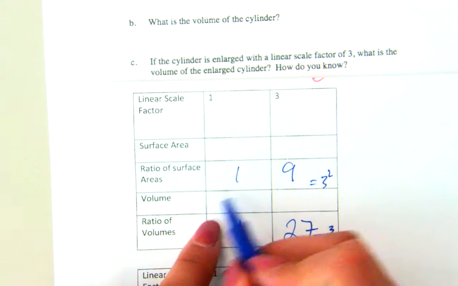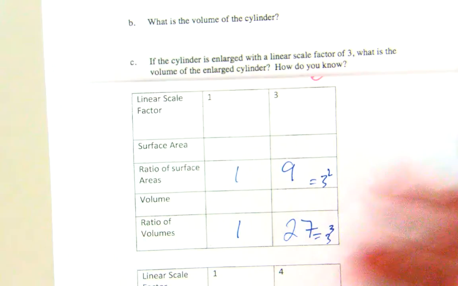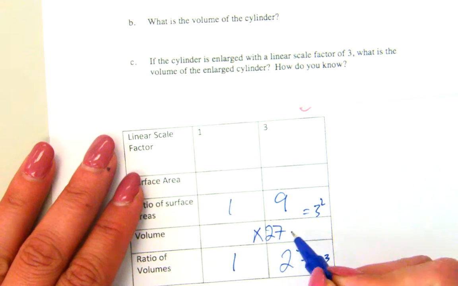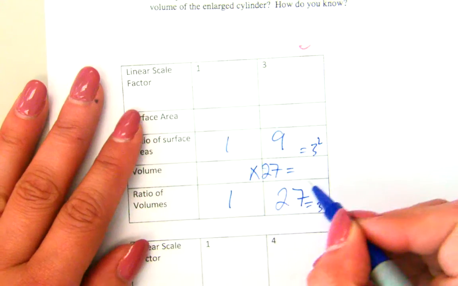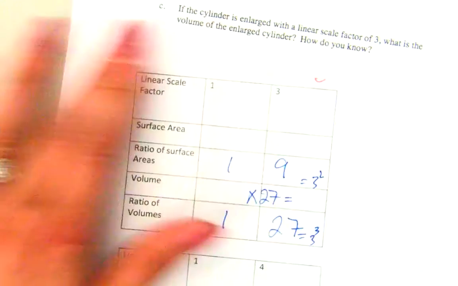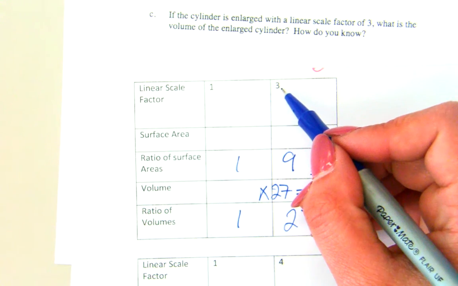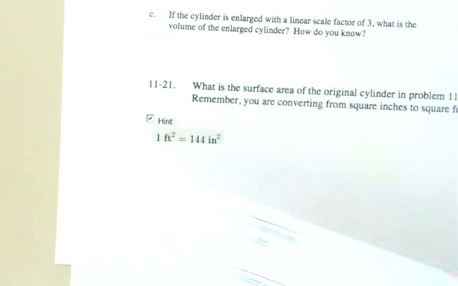So whatever you find for the volume of the cylinder that you just did, you're going to multiply that by 27, and it should give you the volume of the enlarged figure, where the linear scale factor is 3, so the bigger cylinder. All right, that was 20.